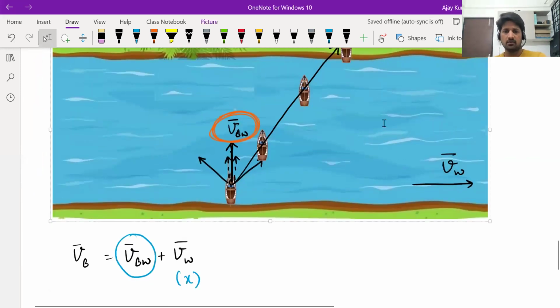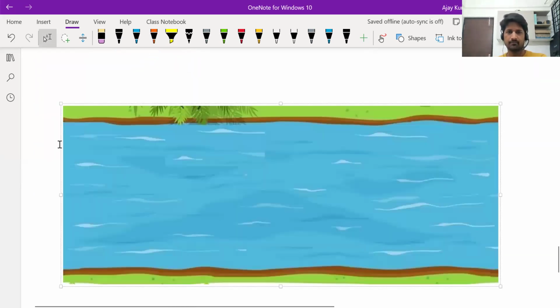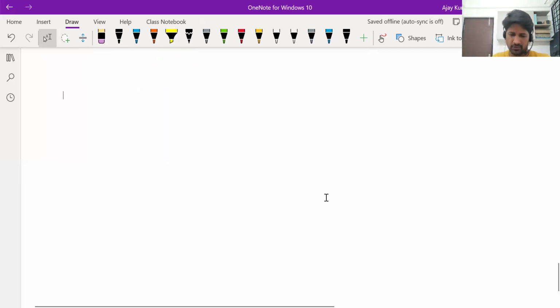Okay, let's solve one last question based on this. Then we will move on to circular motion. Okay, I'll not give you the diagram this time. You have to visualize.